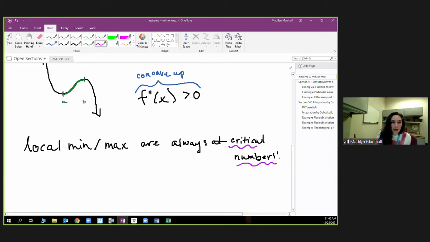And critical numbers are also partition numbers, but partition numbers can include things that are not in the domain. And so a local min and max has to be a part of the graph, which means its x values have to be in the domain. So they will always be critical numbers.